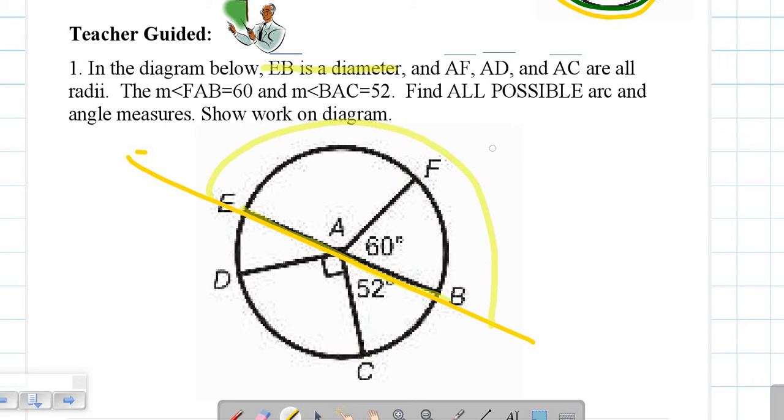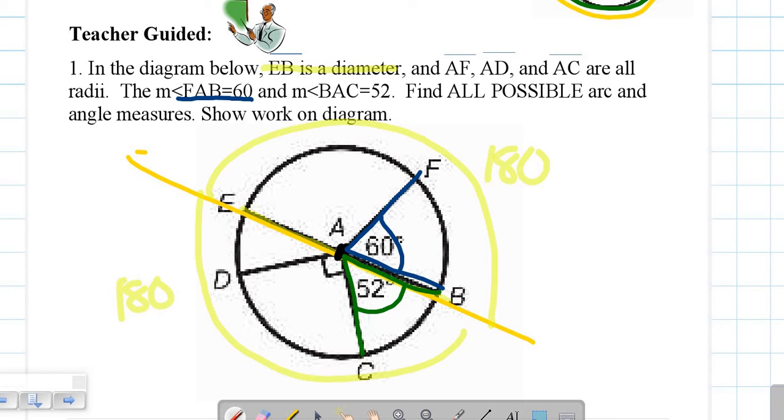When you do that, you're going to see immediately you've got some 180s going on here, and I would sweep both directions. So that word diameter: trace, stretch, sweep. You're told that the other three segments are radii. The measure of angle FAB is 60, and the measure of central angle BAC is 52. Find all possible arcs and angles.